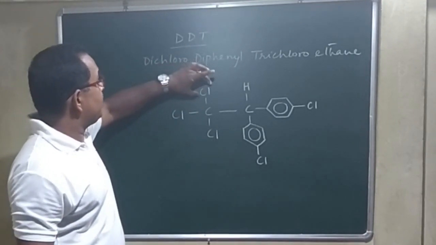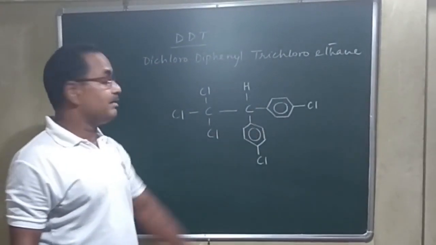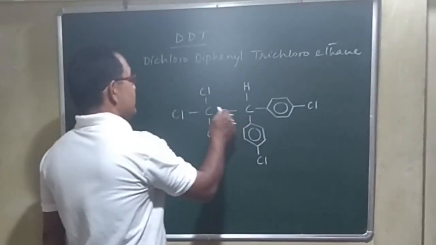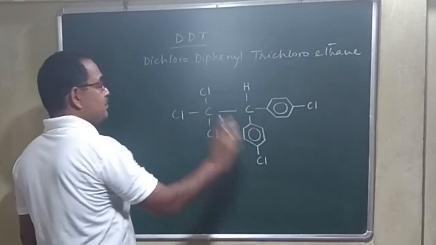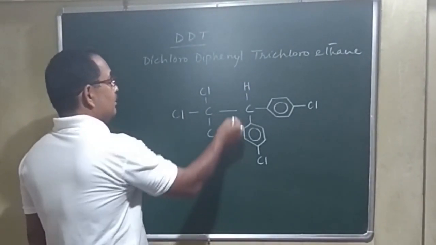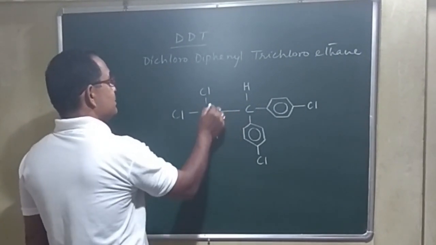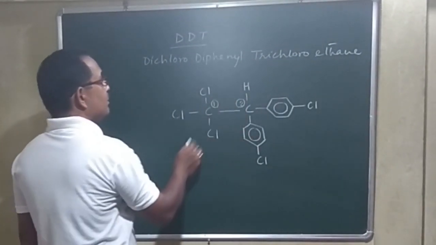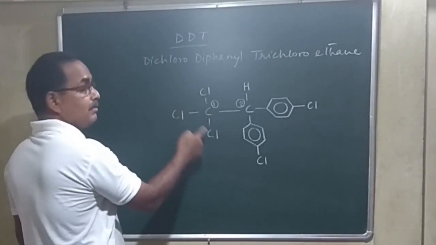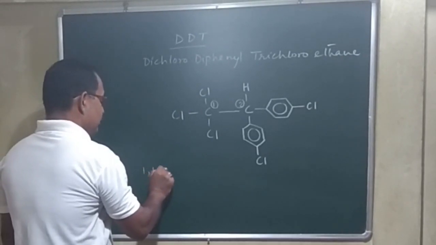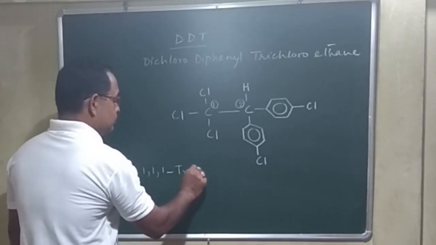Because you see here 1, 2, 3, 4, 5. There are 5 chlorines. Actually, this is the common name. In IUPAC, you will name it in a different manner. This is carbon number 1, this is carbon number 2. At carbon number 1 there are 3 chlorines. So what is this? 1 1 1 trichloro.